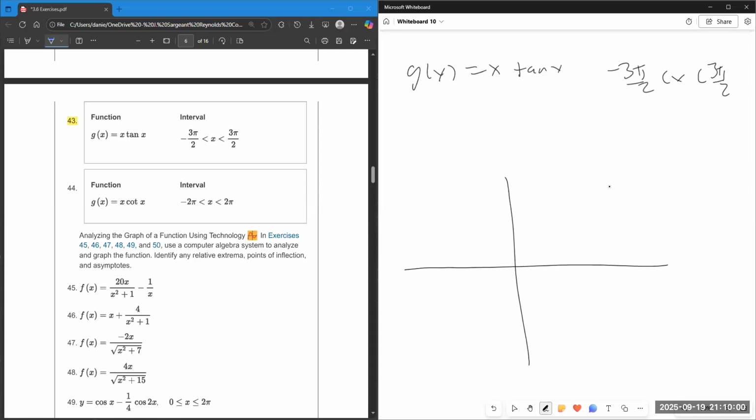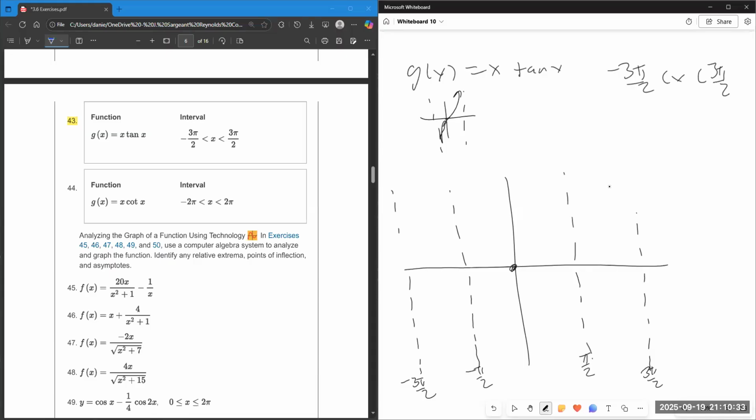I know I'm going to go through 0, 0. I know that the asymptotes of tangent are odd multiples of pi over 2. So pi over 2, negative pi over 2, 3 pi over 2, and negative 3 pi over 2. Normally, tangent has a graph that looks like this. And so I'm going to use that to my advantage here.